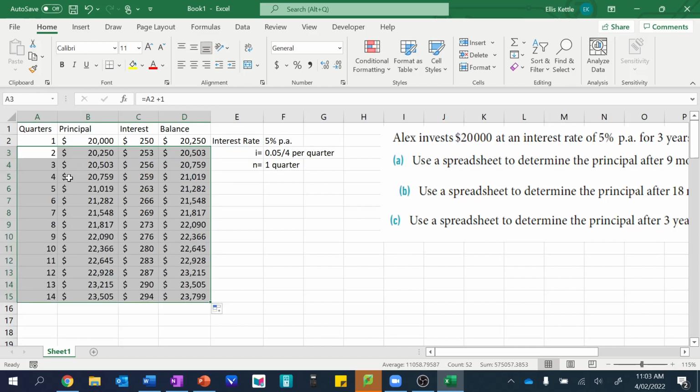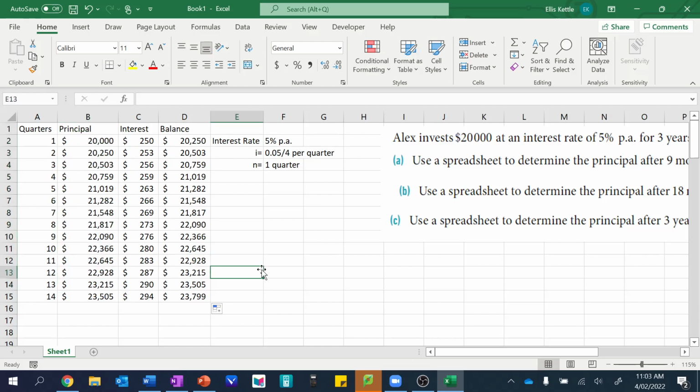There you go. So after 1 year, which would be 4 quarters, because there's 4 quarters in a year, you would have $21,019. After 2 years, which would be 8 quarters, you'd have $22,090. At the start of that quarter, you would have had this amount, but this is the end of the quarter, which is usually when we want the information, not at the beginning of the quarter.